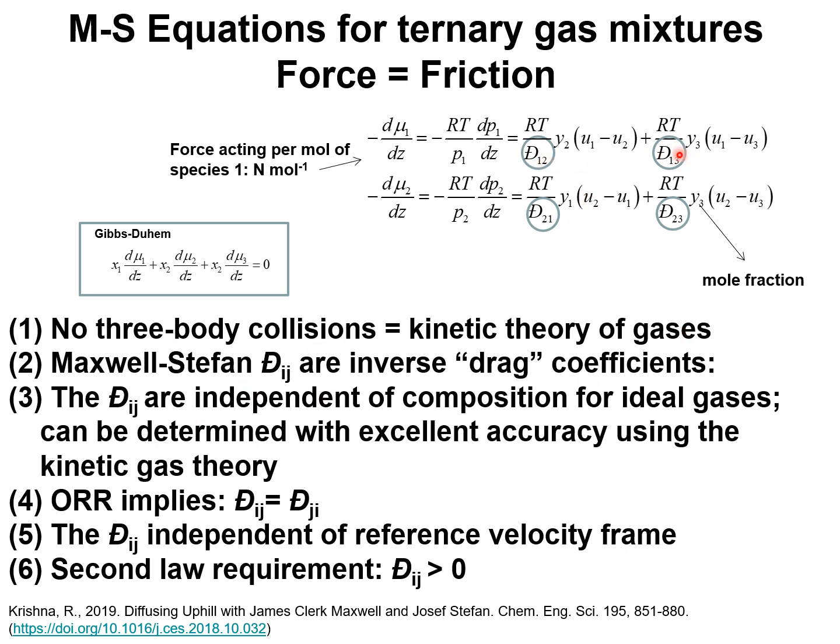The Maxwell Stefan diffusibilities D12, D13, and D23 are all independent of composition for ideal gas mixtures, and these can be determined with very good accuracy using the kinetic gas theory. An important advantage of the use of the Maxwell Stefan formulation, say in comparison with the Onsager formulation, is that the diffusibilities D12, D13, and D23 are independent of the choice of the reference frame, because these diffusibilities are defined in terms of differences in the diffusion velocities, 1 with respect to 2, 1 with respect to 3, and 2 with respect to 3.